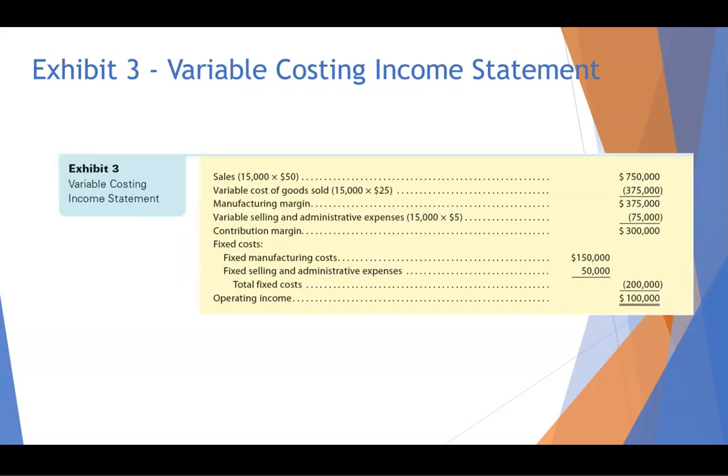Variable costing income reports variable costs separately from fixed costs. Deducting the variable cost of goods sold of $375,000 from sales of $750,000 yields the manufacturing margin of $375,000. Deducting variable selling and administrative expenses of $75,000 from the manufacturing margin yields the contribution margin of $300,000. Then deducting fixed cost of $200,000 from the contribution margin yields operating income of $100,000.